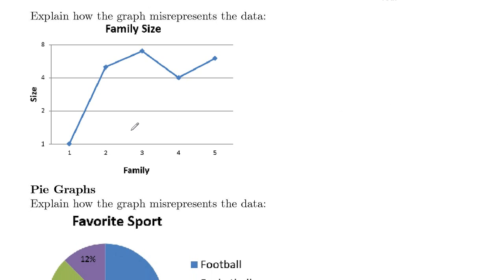Let's look at another graph. This is a line graph, and we want to try and describe how this misrepresents the data. We're looking at family size here, and they list 5 families, so this is a categorical variable. Then the size, notice here, doesn't start at 0, and then it goes up 2, 4, 8. So these scales are not equal. This is a distance of 1, then a difference of 2, and then a difference of 4. So this is an unequal scale.